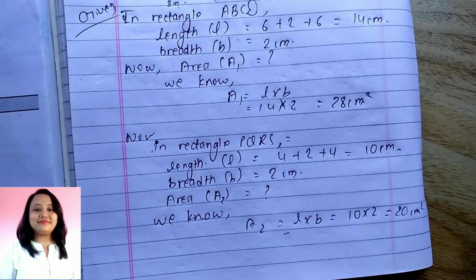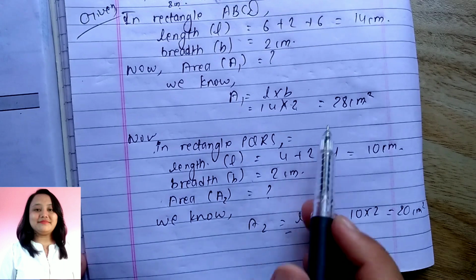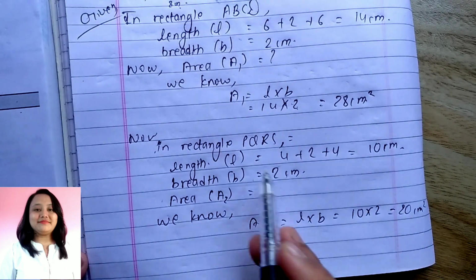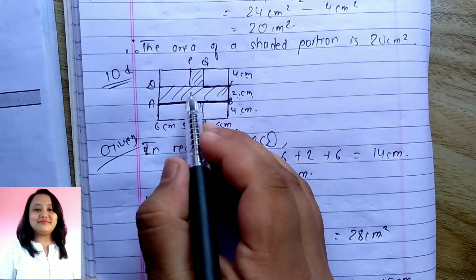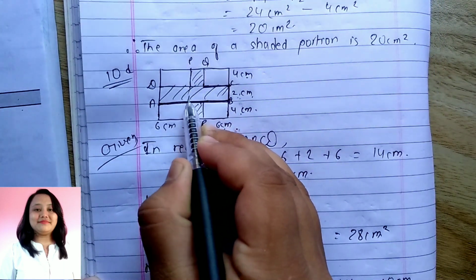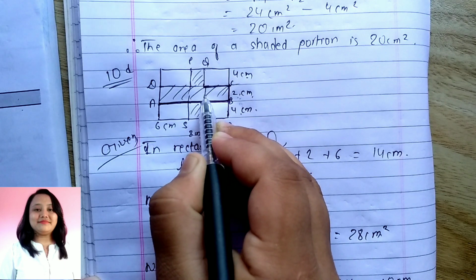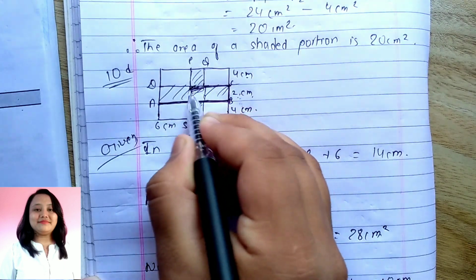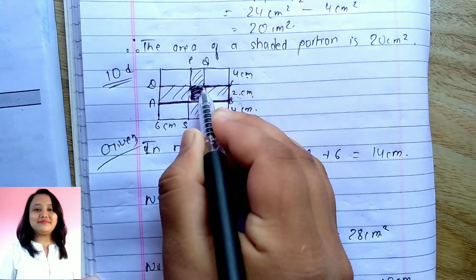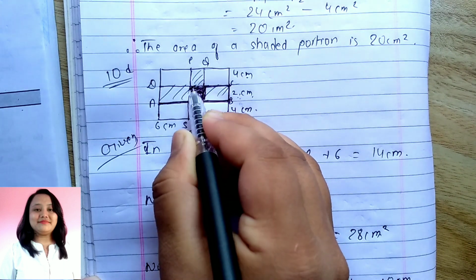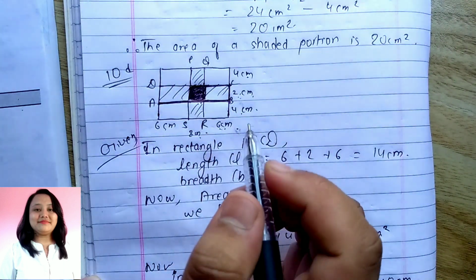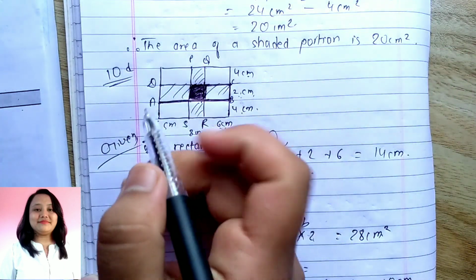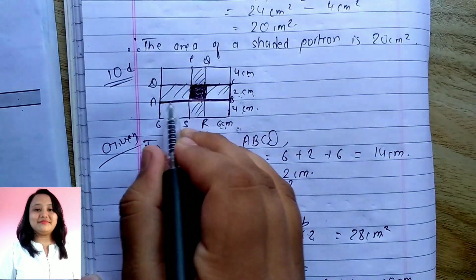But now for finding out, this is the shaded portion, this is the area of a shaded portion, this is also the area of the shaded portion, but here in this case, this small portion is common in both of the rectangles, and we need to do the minus, because we need to add only one time.